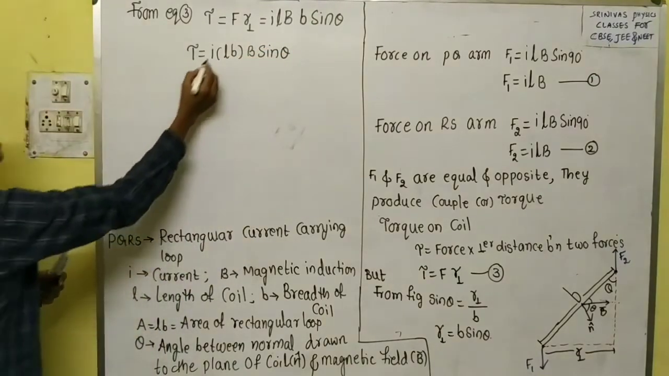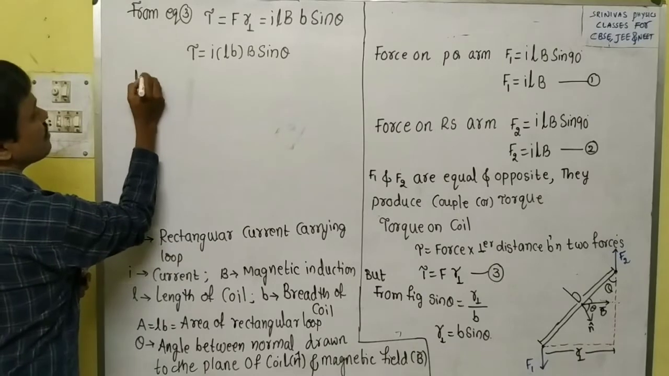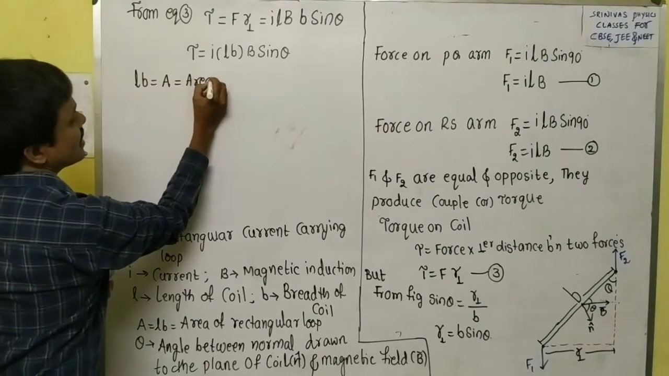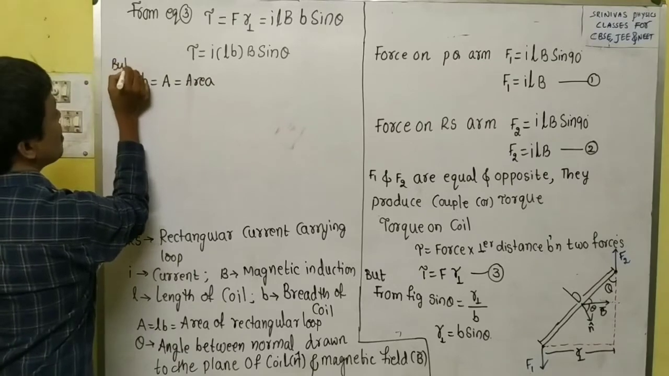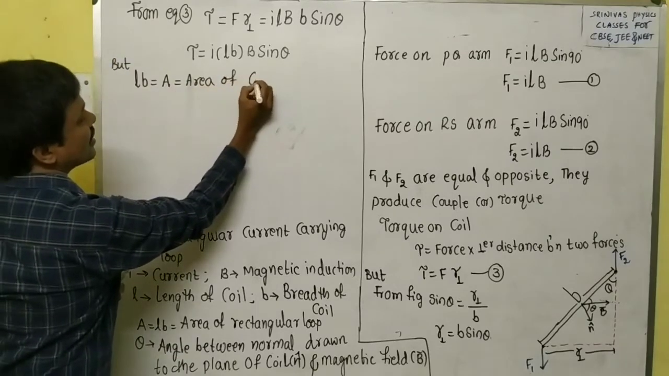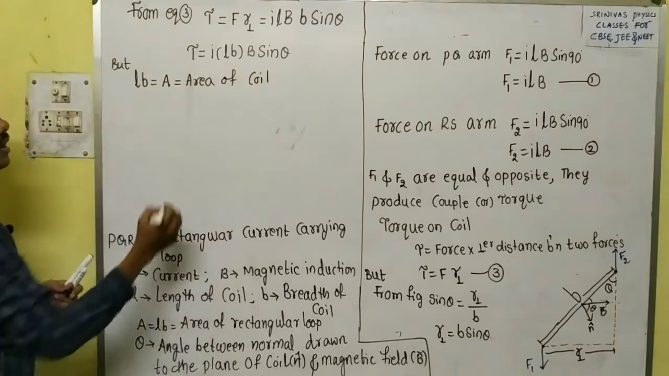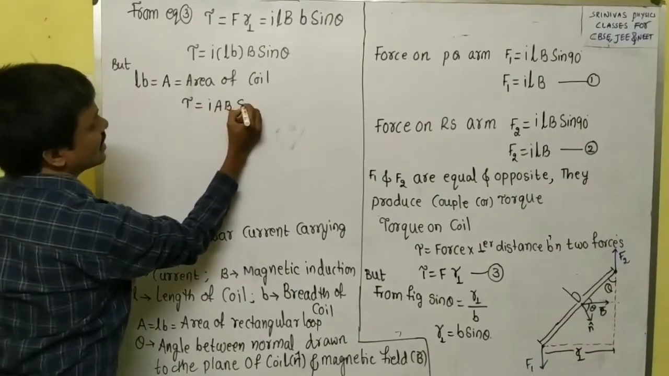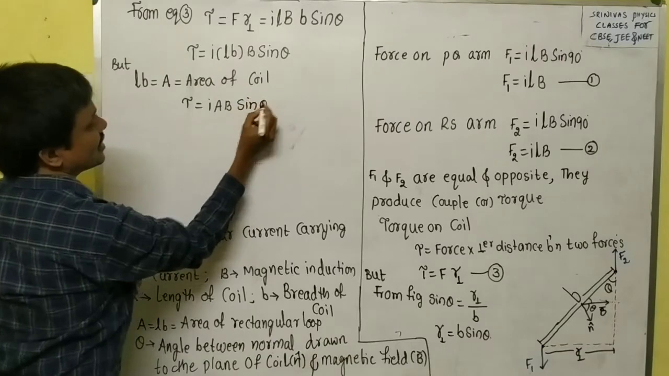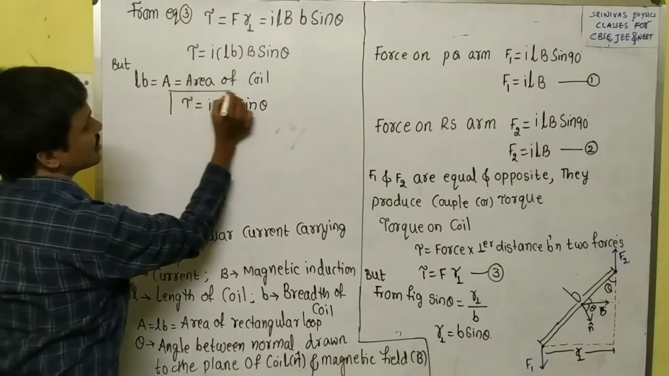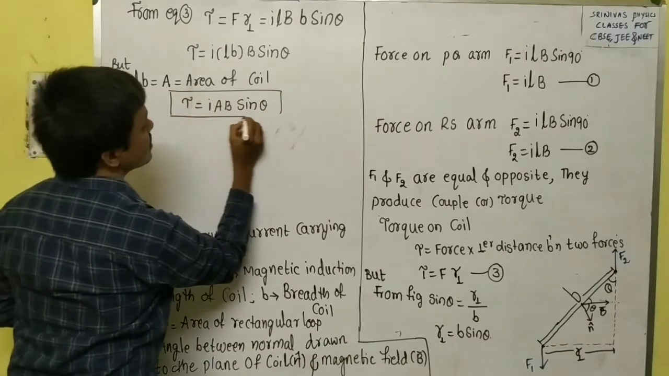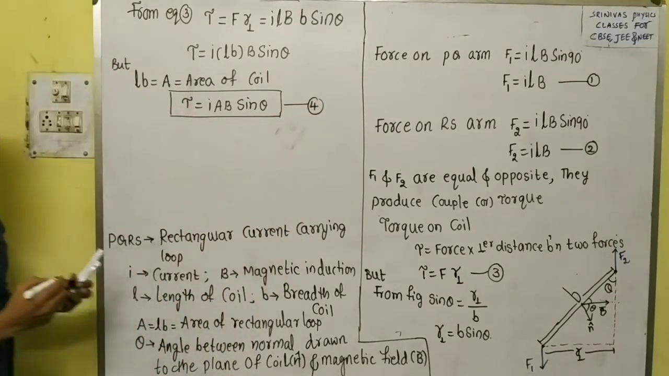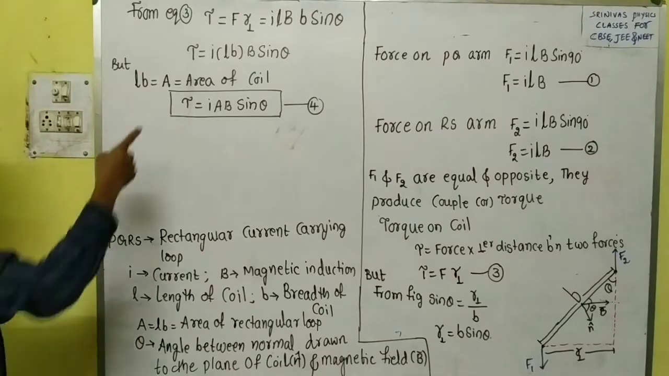But what is LB? LB is the length into breadth, that is the area A of the coil, right? Rectangular coil. Then we will get tau as IAB sin theta. Okay, right. This is the formula for the torque, and this is equation 4. And if a coil has only one turn, this is the formula.